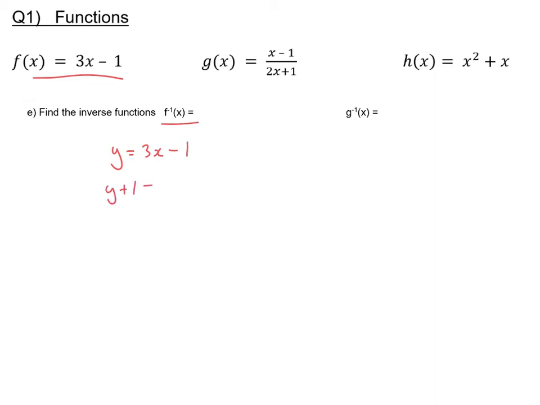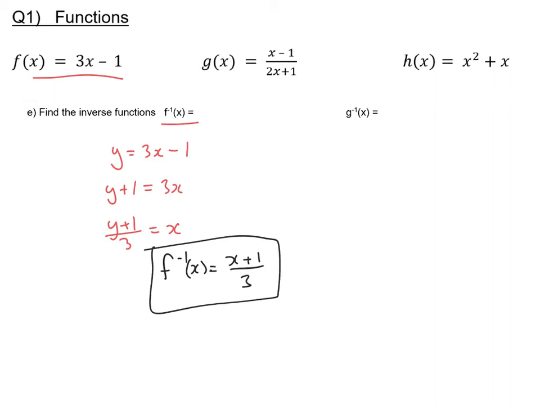We're going to change the subject so that x is the subject. And then we replace x with f to the minus 1 of x and y with x. So that's how we get our inverse function. It's the same each time, that 3-step process. We'll try it again with g of x.